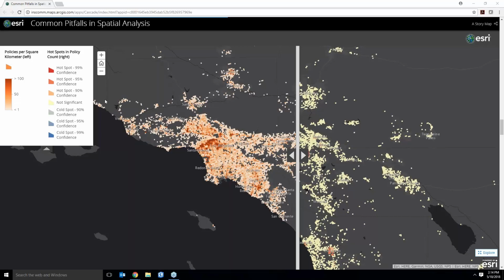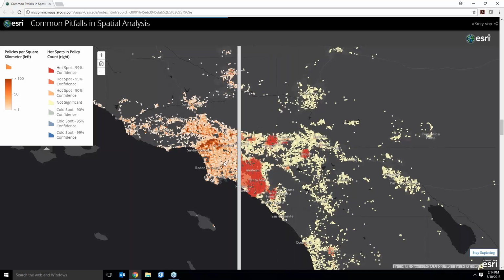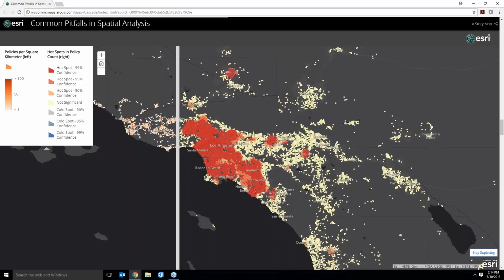By comparing the density map to the hotspot map, we'll see what appear to be some pretty significant differences. In the density map, only the inner urban core of Los Angeles really appears to be highly concentrated. But if I swipe to reveal my hotspot analysis result, what I can see is that almost this entire area has been identified as a statistically meaningful high density area.